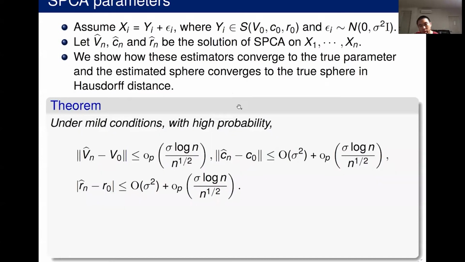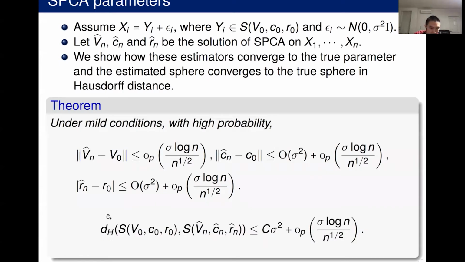So under mild conditions, with high probability, we can show that the error of the parameters can be bounded by these quantities. And you can see that the order here is basically 1/2, which is not surprising. And similarly, the Hausdorff distance, denoted by dH, between the true sphere and the sphere estimated by SPCA is bounded by the same order of error. So this theorem basically says that if your data are from some sphere, then we can recover this sphere with high probability as long as we have enough samples.